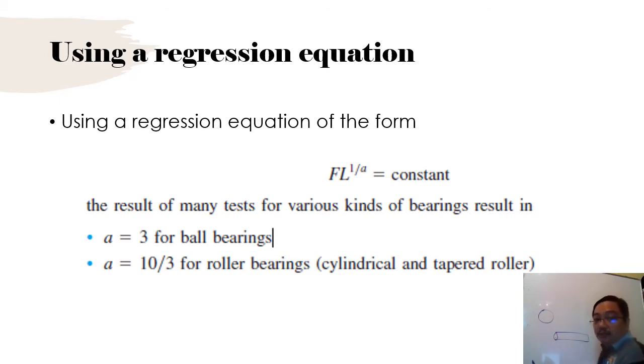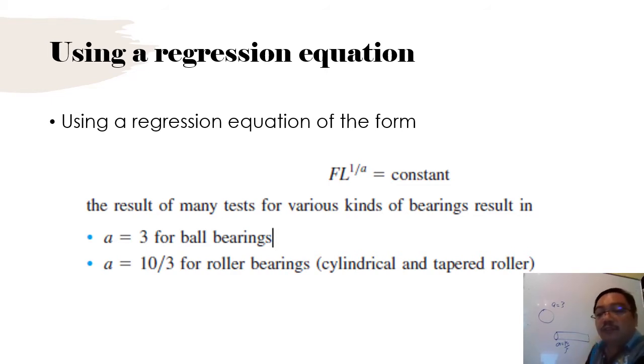So, this is the ball bearing. Ball bearing, a equals 3. And then this is the cylindrical or taper roller bearing. You can see the images. You can Google the images for ball bearing and also roller bearing. Don't be confused between the two of them. For roller bearings, you use a equals 10 over 3.